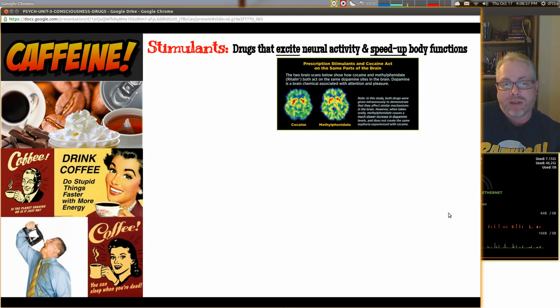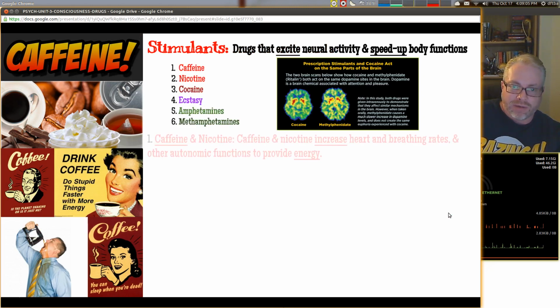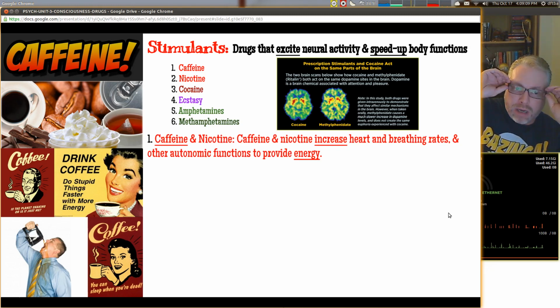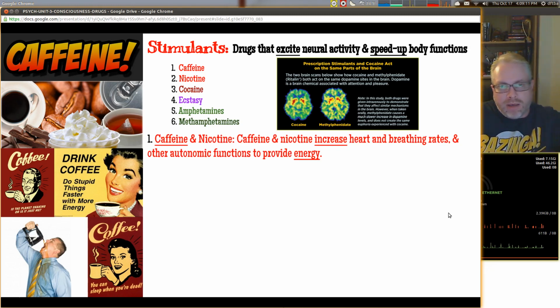And if you can't read the notes well ever, like this part right here where it says prescription stimulants and cocaine act in the same part of the brain, go to the website and pull up the notes on your laptop, your computer, your tablet, your phone, whatever you need to do, and you'll be able to read it better on there.